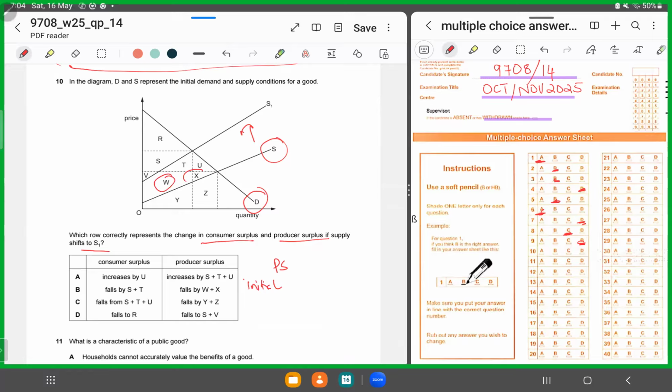W and X. That was the initial producer surplus. That means below the equilibrium. Now after the price increase, the consumer surplus, producer surplus is what? S and V. Again below equilibrium.